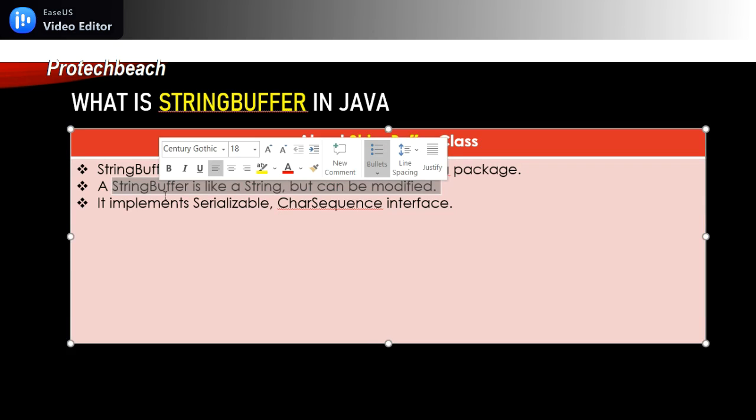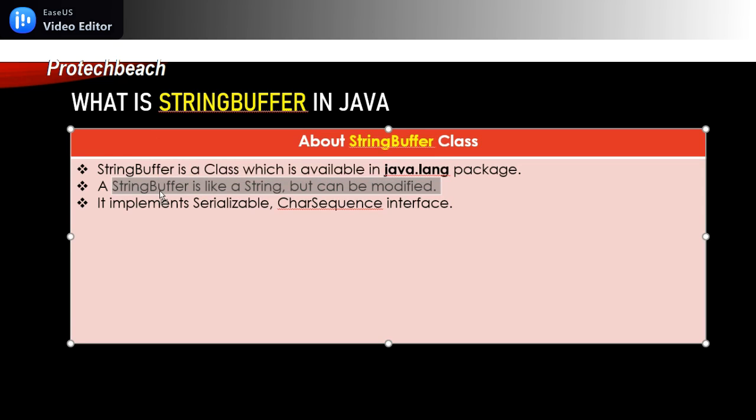If you consider String, once the object is created, we can't modify the value, but in case of StringBuffer we can modify it. That's why it is called mutable in nature, or you can say modifiable. It implements some interfaces like Serializable and CharSequence.